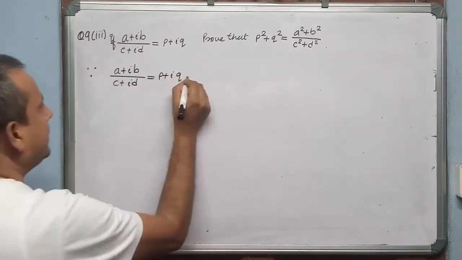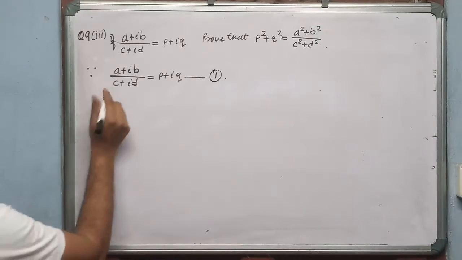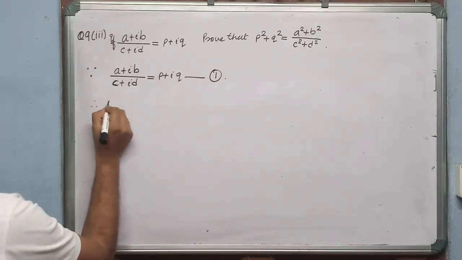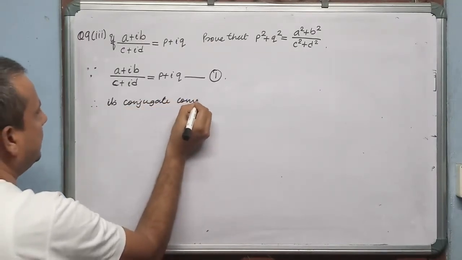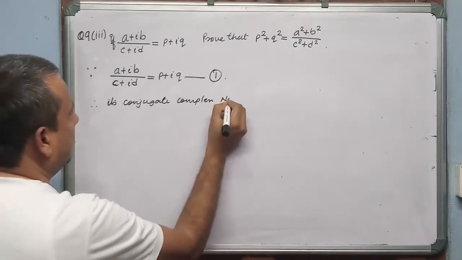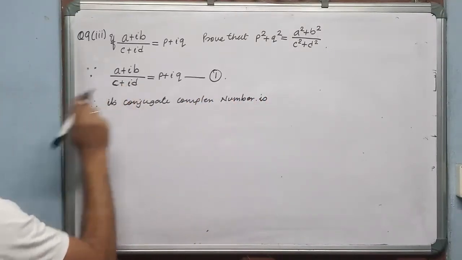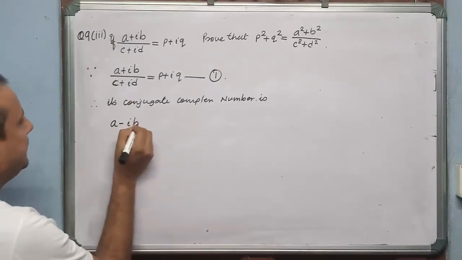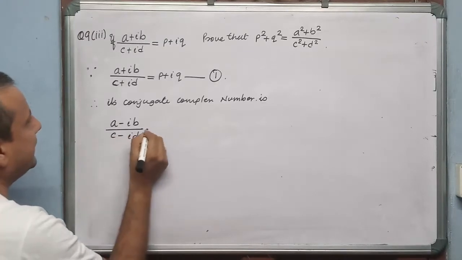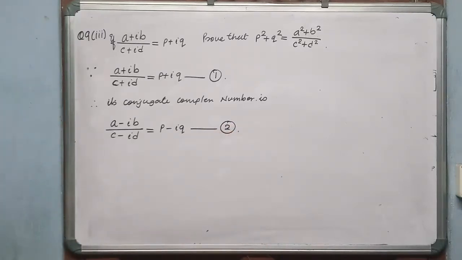For this kind of problem, I'll consider this given equation as equation number 1, then I'll calculate its conjugate. It's a method that you have to remember. Therefore its conjugate complex number is, how to calculate the conjugate? You just have to change the sign of the imaginary part, that is (a minus ib) over (c minus id) is equal to p minus iq. In this way we can calculate the conjugate. We just have to change the sign of the imaginary number.